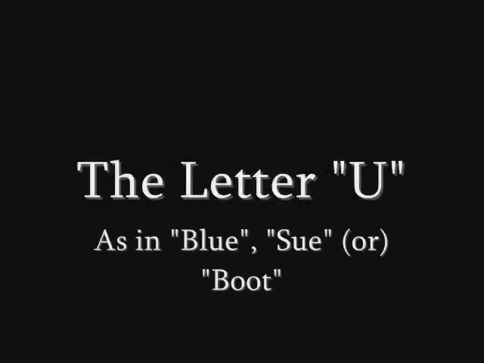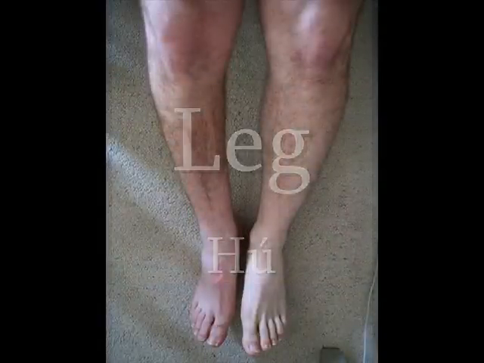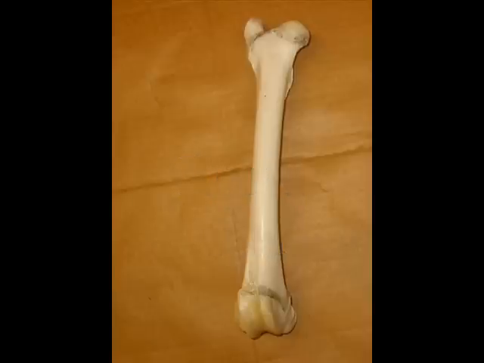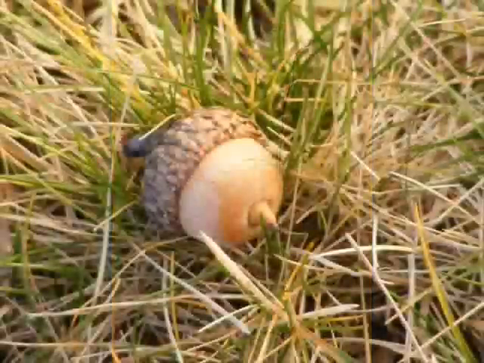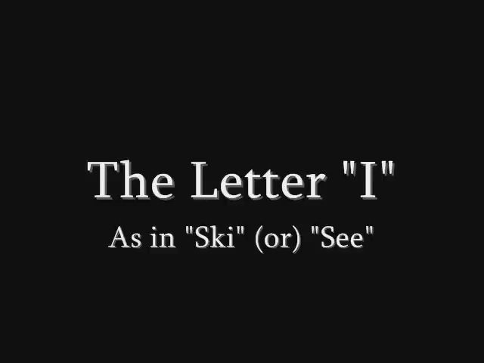The letter U, pronounced as in English blue or Sioux, or as we say, boo. Wing. Ahu. Leg. Hu. Bone. Wahu. Note the stress on the second syllable of wahu. Acorn. Buje.